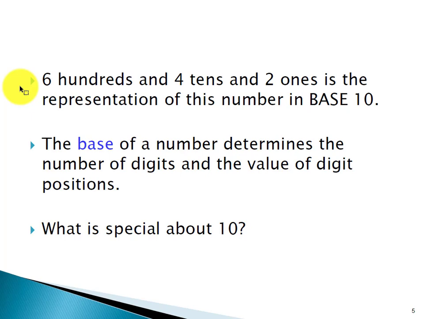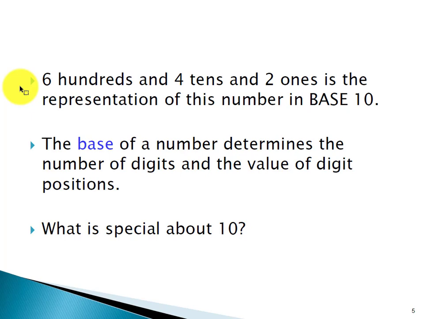All right. So the base of a number determines the number of digits and the value of the digit positions. We'll talk about it more in detail, but the main thing here, and something that most of you might be thinking about, is why have we been indoctrinated with base 10? What is so special about base 10? And you'll find that there is nothing special about base 10.